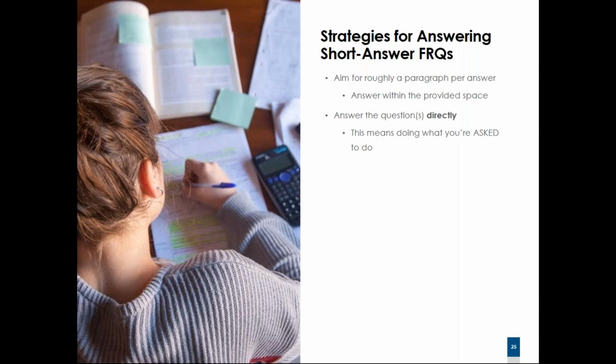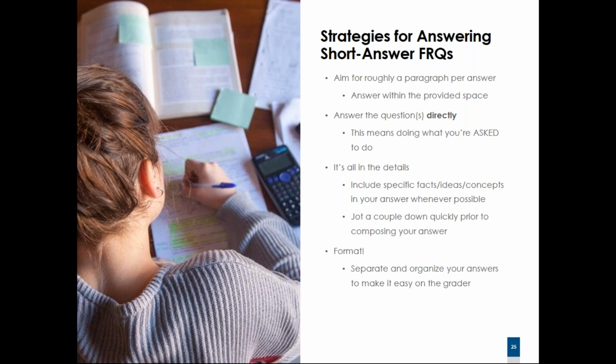Now, the short response questions. These are on the history exams primarily. Make sure you're aiming for about roughly a paragraph per answer. They will give you space. They do require you to bring in outside information, so you have to make sure you are answering the question directly. Don't just start spouting off about random historical details that you remember. Make sure you're answering what the question's asking directly. Not doing so is the fastest way to lose points.